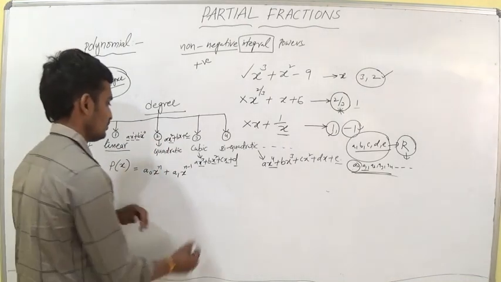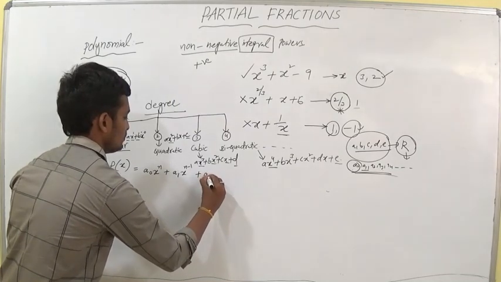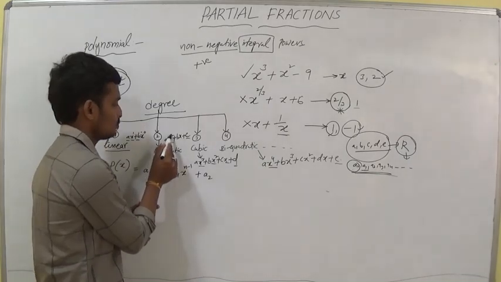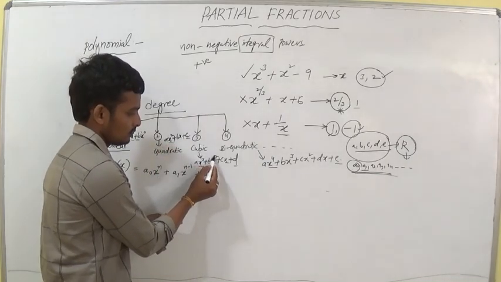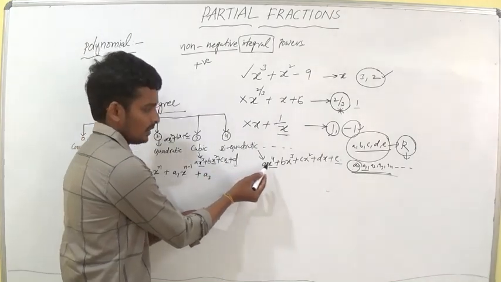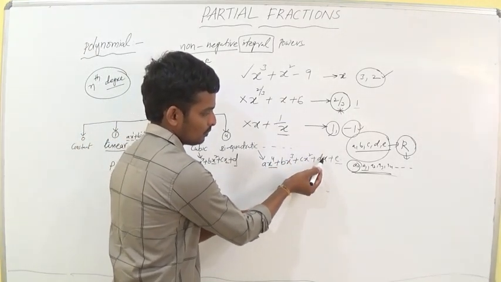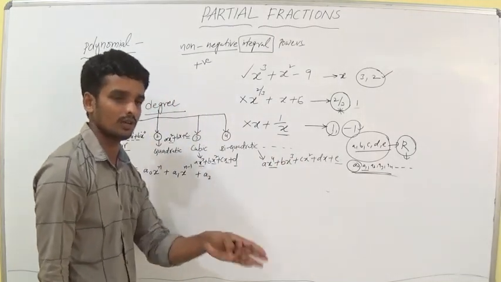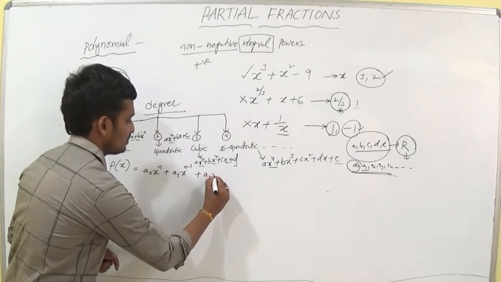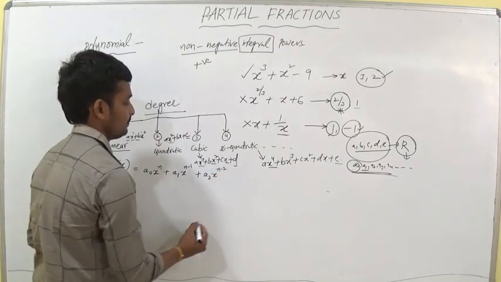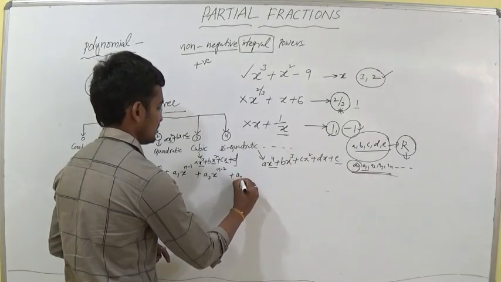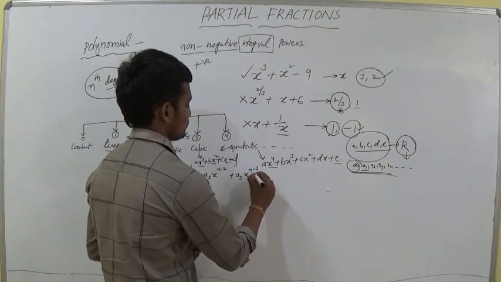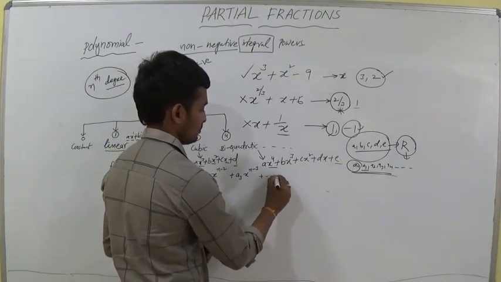You understand? So now write the next term with a2. If you observe here, the powers go 2 to 1, 1 to 0; 3 to 2, 2 to 1, 1 to 0; 4 to 3, 3 to 2, 2 to 1, 1 to 0. That means the powers are decreased by 1. Here x to the power of n minus 2, plus a3 x to the power of n minus 3 plus, and so on.